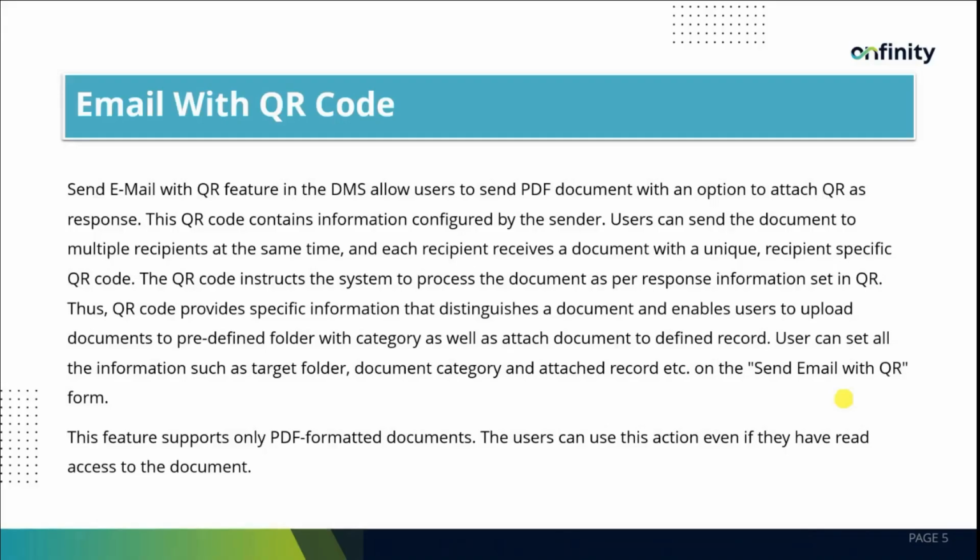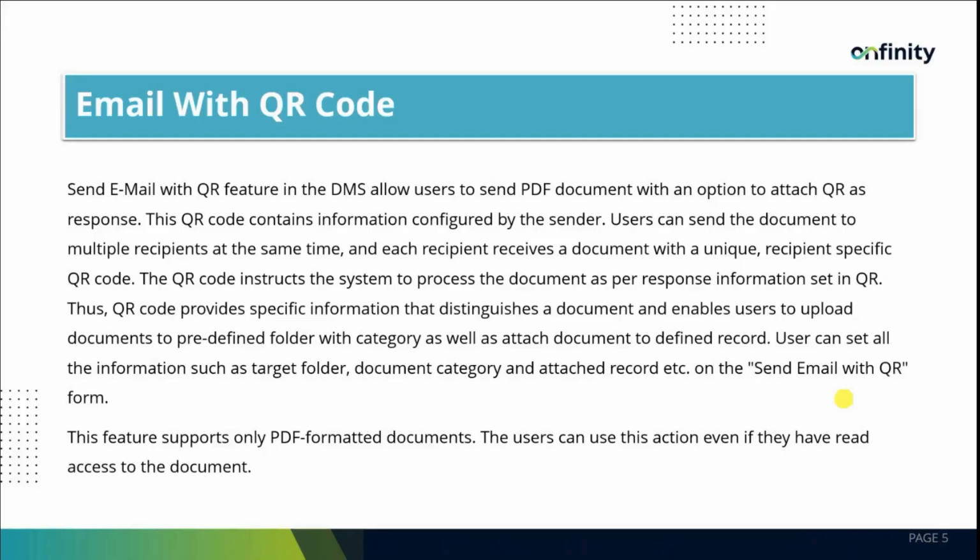The QR code instructs the system to process the document as per the response information set in the QR. Thus, the QR code provides specific information that distinguishes a document and enables users to upload documents to a predefined folder with category, as well as attach the document to a defined record. The user can set all the information, such as target folder, document category, and attached record, on the Send Email with QR form. This feature supports only PDF formatted documents. The users can use this action even if they have read access to the document.